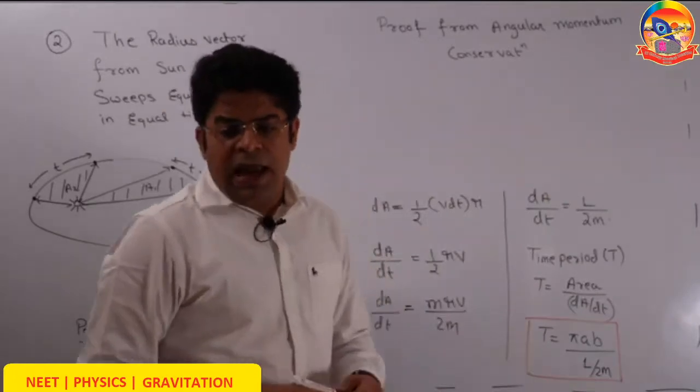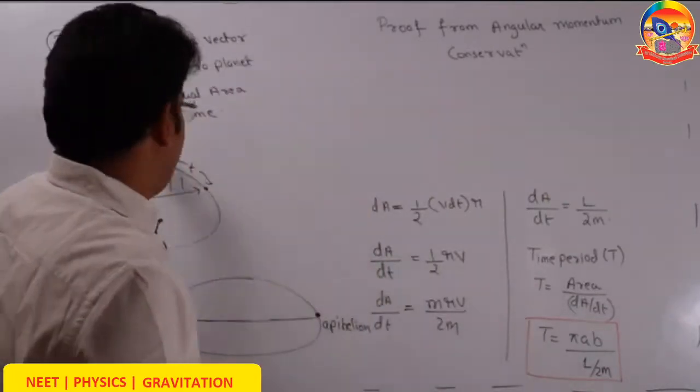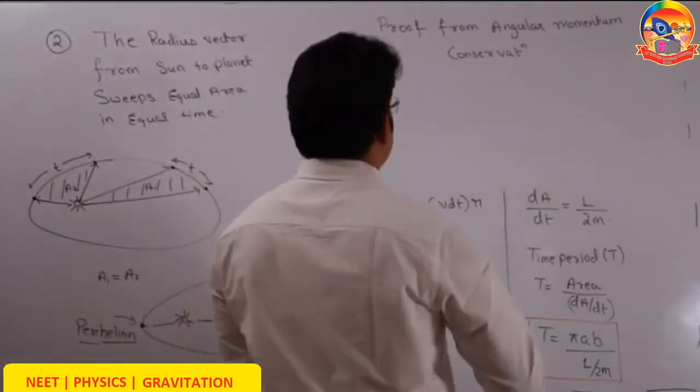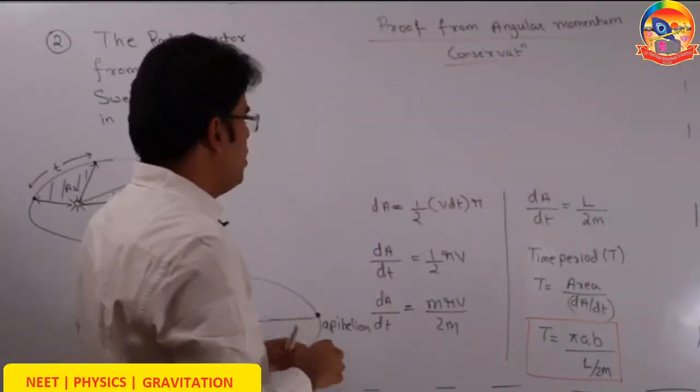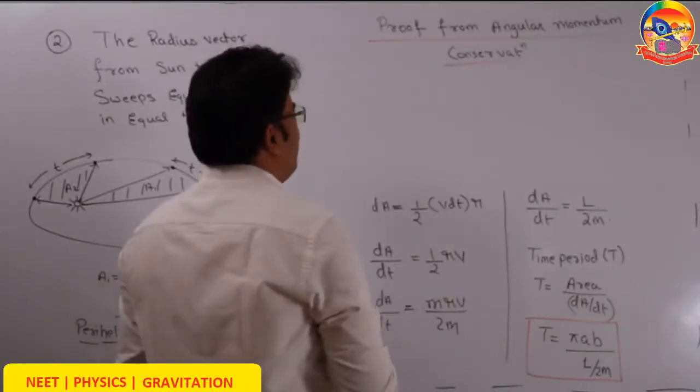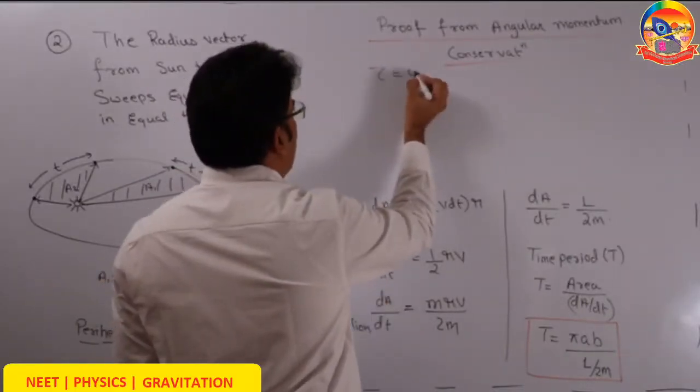So now at the time when Kepler gave this proof, it was very tough to give. But now we have a proof using the angular momentum conservation. When can we apply angular momentum conservation? When the net external torque is 0.